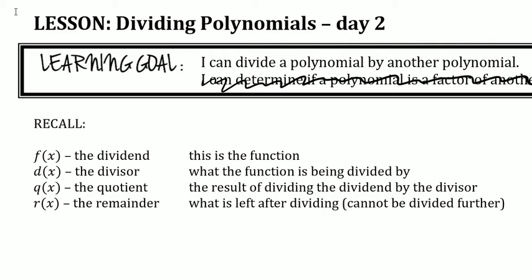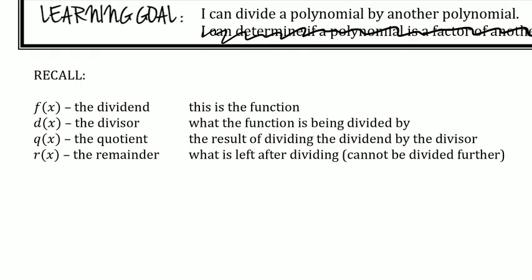So this is just the same thing from yesterday. You don't have to write it down again if you had it written down. F at x, d at x, a little reminder, q at x, r at x. We know now better. This makes a lot more sense.